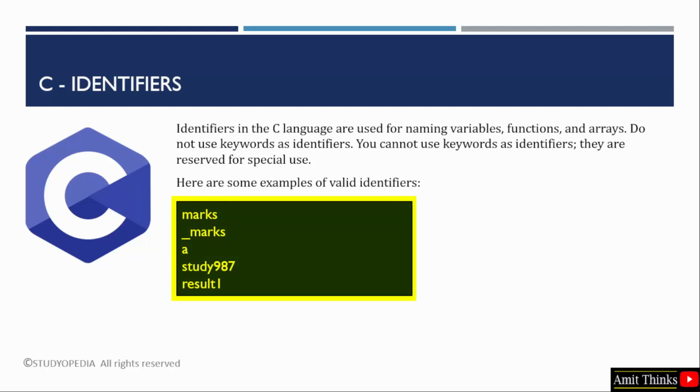Like we create variables, marks is a variable. It can also start with an underscore, like _marks, or be a single character like A. You can also add numbers in it, like study987. The number can also be added at the end, like result1. So these are just examples of valid identifiers in C.